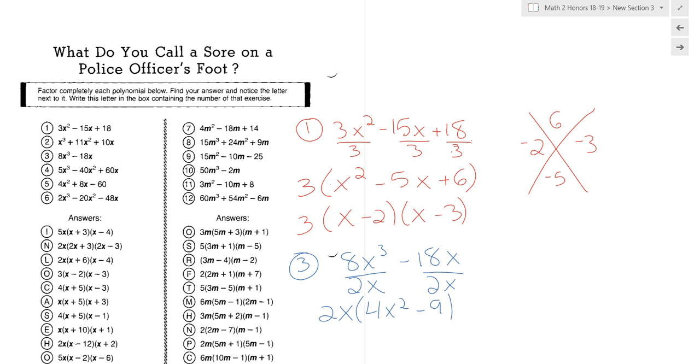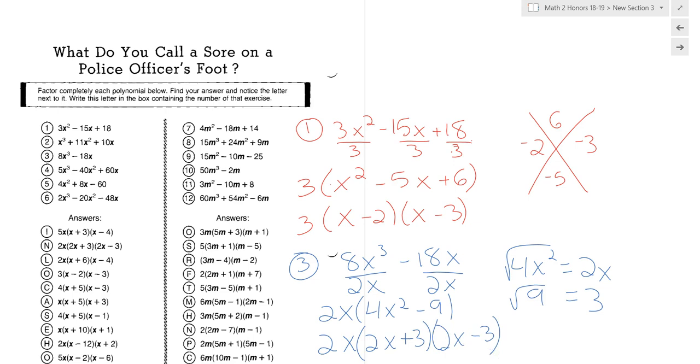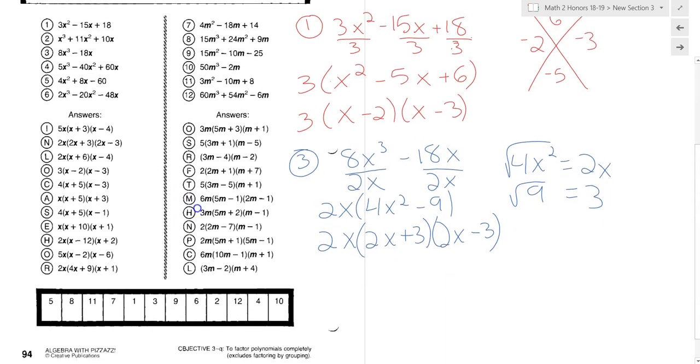We should recognize that this is difference of squares, right? So we're kind of going back to our different types of factoring. I can take the square root of both of these. Right? So we now have 2x times 2x plus 3, 2x minus 3. Alright, so that one would be letter N there. Alright, and we're going to look at one more.